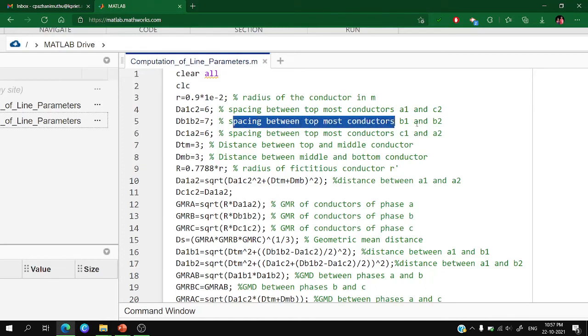Similarly, the spacing between the topmost, actually middle conductor, and this one is actually the spacing between the bottom.